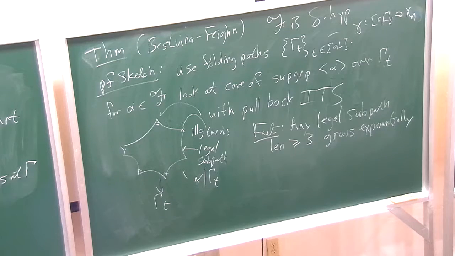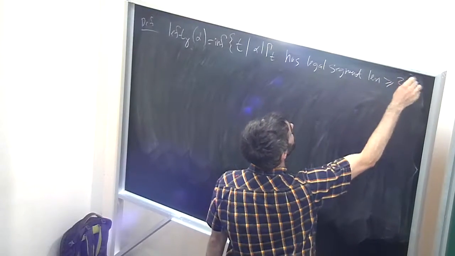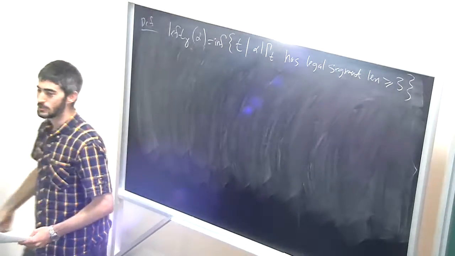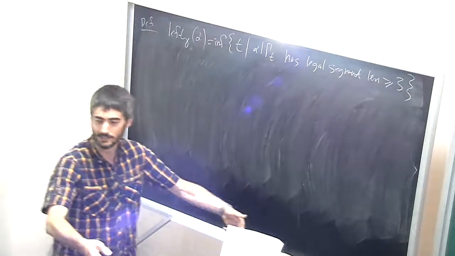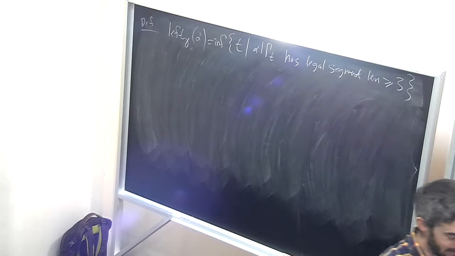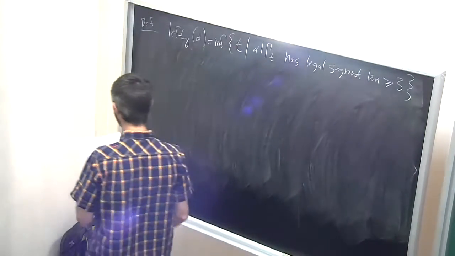has a legal segment of length greater than or equal to 3. So as I go forward, alpha has some number of illegal turns. If I go forward forever, eventually they stop decreasing, and then the legal things between them grow. And then I get a legal segment that's long. So this is the first time I see a long legal segment.